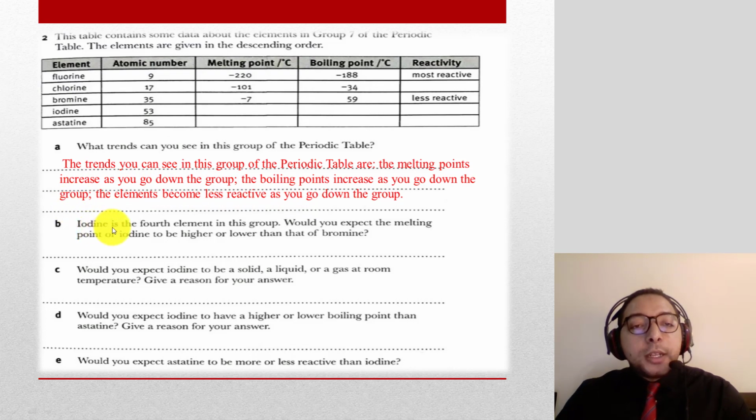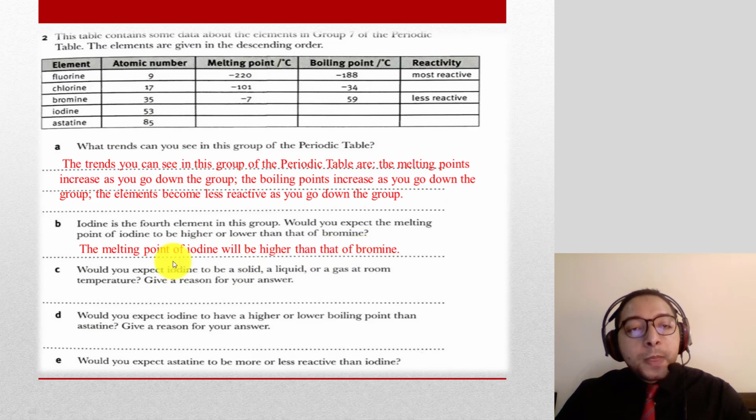Second question, iodine is the fourth element in the group. Would you expect the melting point of the iodine to be higher or lower than the bromine? I want you to compare iodine and bromine. So double check. We said as we go down, the melting point and boiling point both increase, right? So the answer for this question, the melting point of iodine will be higher than that of bromine.